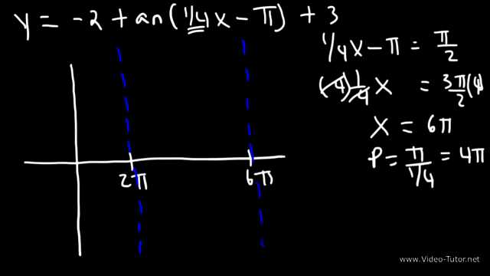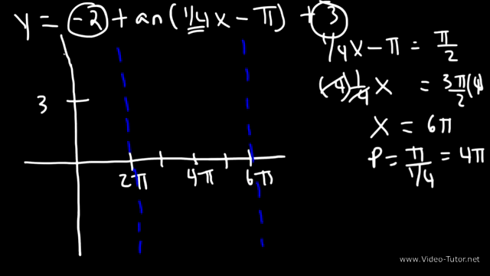So we need 3 points in between. Those points are 4 pi, 5 pi, and 3 pi. Now there's a vertical shift of 3. So let's plot that. And then the amplitude is 2. So 3 plus 2 is 5. 3 minus 2 is 1.